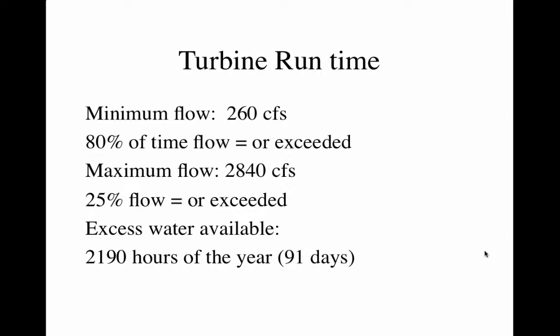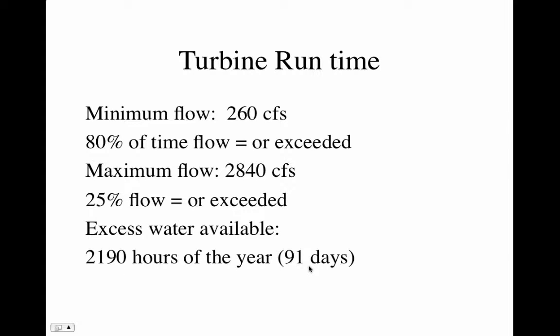So how do we figure out how much this turbine is going to run? The minimum is that 80% of the time it'll run at least 260 cubic feet per second, and 25% of the time it'll run as much as 2,840. Now that means excess water is available that we're not going to be able to use, because 25% of the time there's more water.